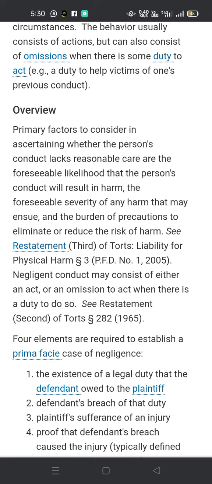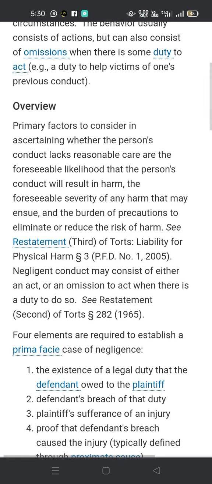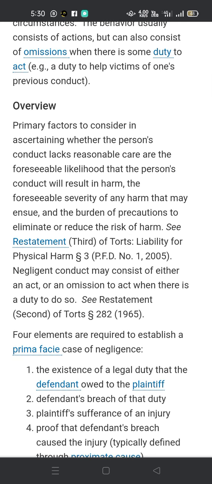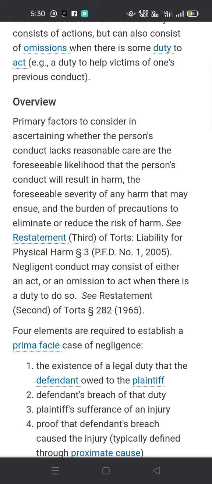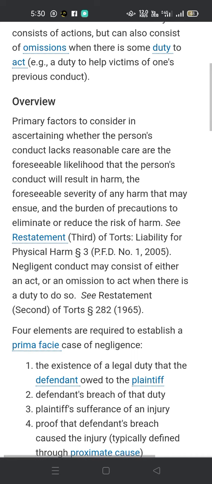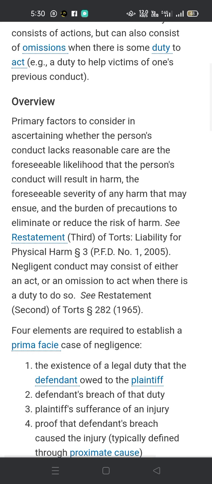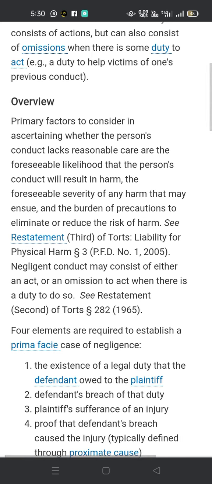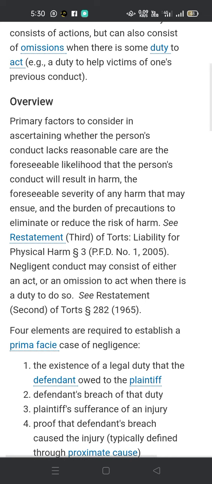Primary factors to consider in ascertaining whether the person's conduct lacks reasonable care are the foreseeable likelihood that the person's conduct will result in harm, the foreseeable severity of any harm that may ensue, and the burden of precautions to eliminate or reduce the risk of harm. Restatement Third of Torts, Liability for Physical Harm.